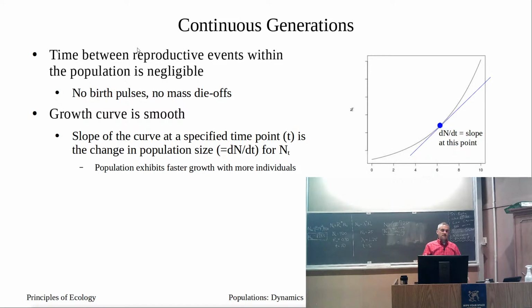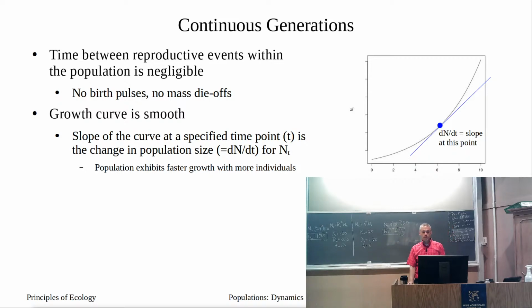All right, so with our continuous generations, the time between our reproductive events is negligible. So we don't see that sawtooth, that jagged nature of our growth curves. We're not going to see a birth pulse. We're not going to see mass die-offs, at least natural mass die-offs during our reproductive periods, not like annual plants. Our growth curve, thus, is going to be smooth. And it means it's going to be a little bit difficult to identify our change in growth rates, how rapidly it increases. But we can do that.